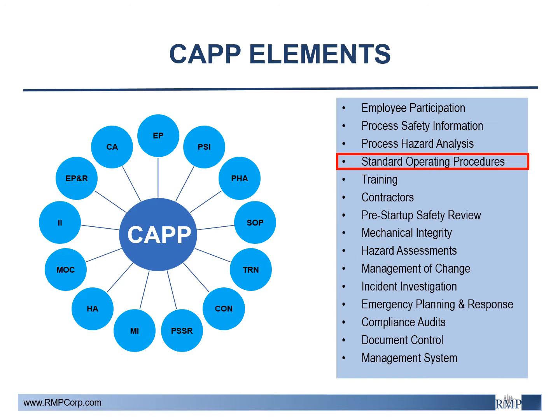This slide displays all the program elements of the Nevada CAPP program. In comparison to the EPA's Risk Management Plan and OSHA's Process Safety Management, most of the program elements are redundant. In most cases, this allows regulated facilities to comply with all three regulatory agencies with one program. Today, we will be focusing on SOPs.